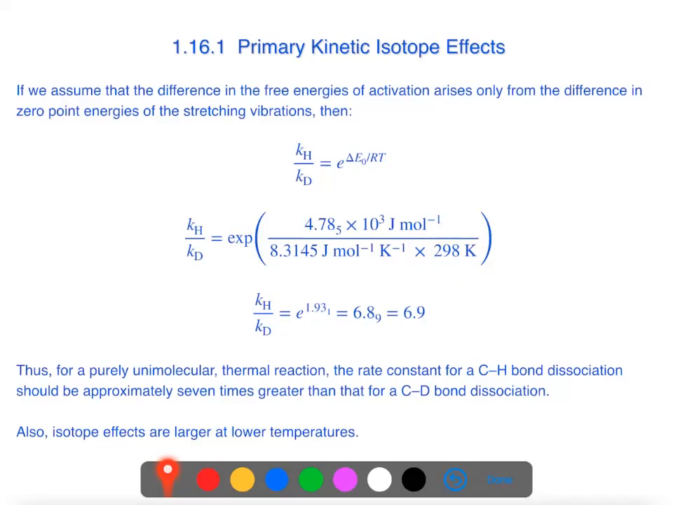And one last point to make is that as we decrease the temperature at which we follow this particular reaction, we're going to observe an even greater isotope effect. So as this term gets lower, the exponential term will increase in value, and e to a larger number is going to result in a larger magnitude, i.e. a larger ratio of KH to KD.